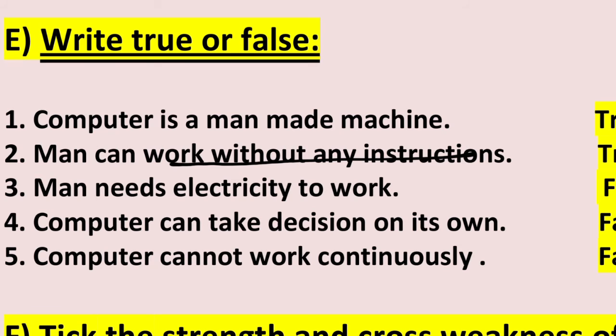We can work without any instruction, right? We don't need anybody's instructions. We can work ourselves. You all know you have to get up in the morning, then you have to get ready for online classes. So man can work without any instructions. Man needs electricity to work. No, a human being does not need electricity to work. So write down false. Man needs electricity to work is false.